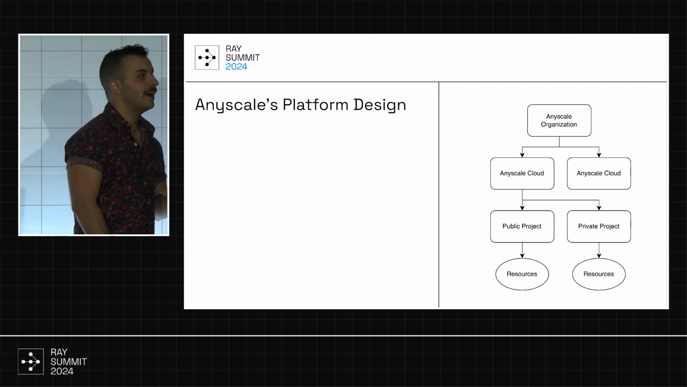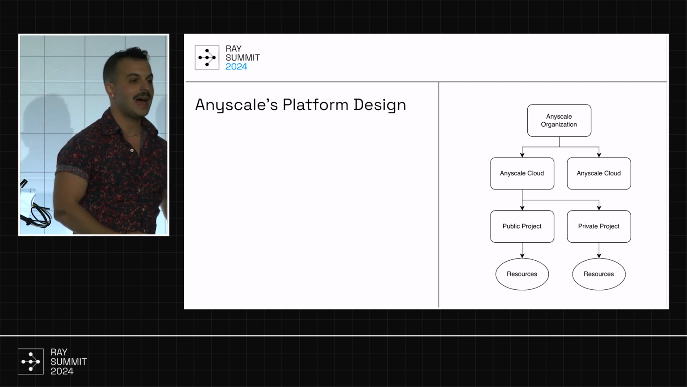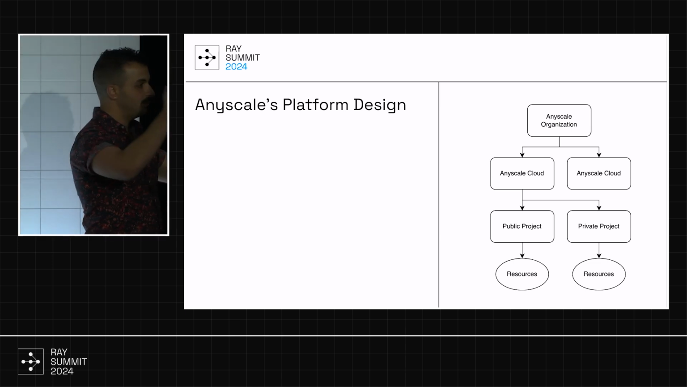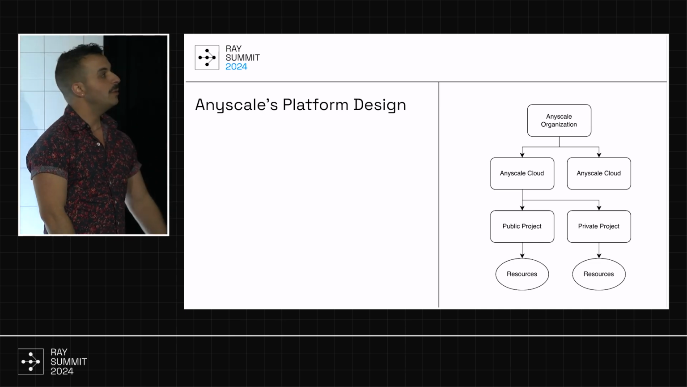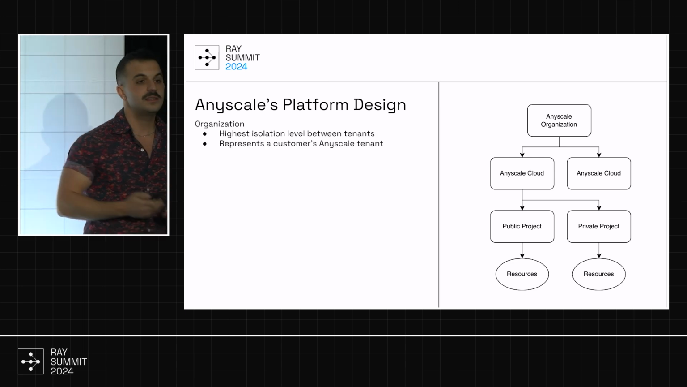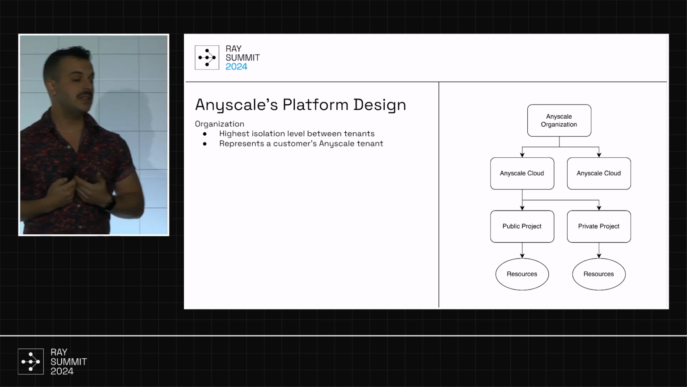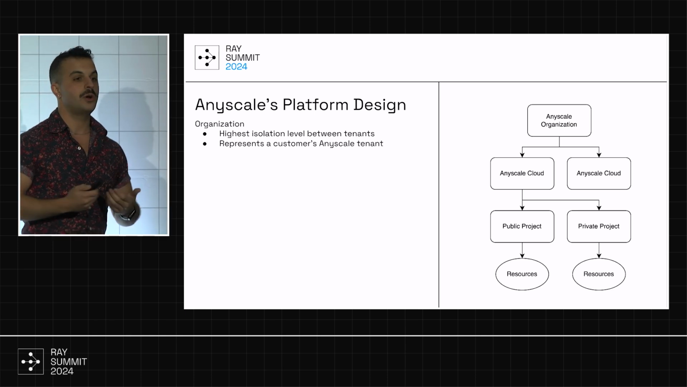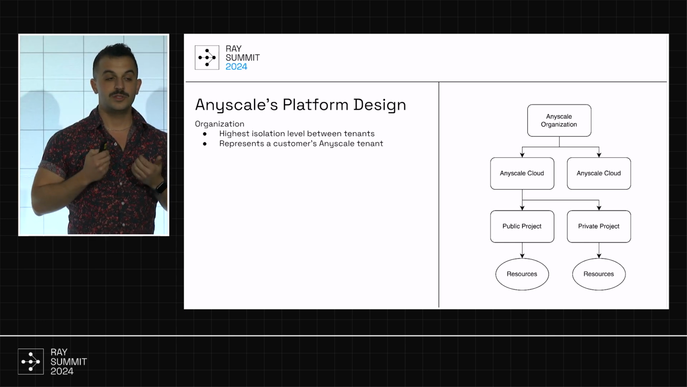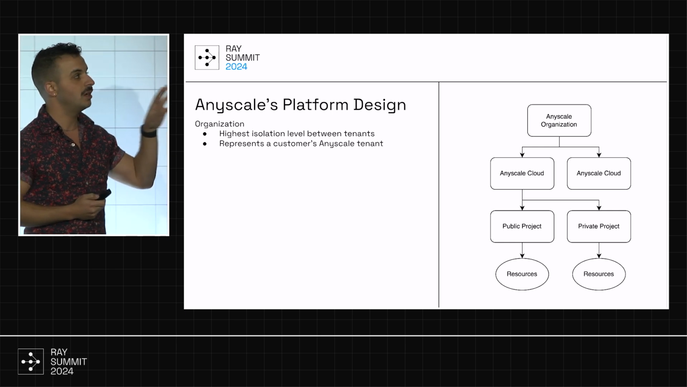So let's talk a little bit about how we think about things at Anyscale. Everything we do starts with a model of how we believe what we do fits in how other people do things. So we break it down into 4 different layers. At the top level is the organization. This is the highest level of isolation we have between our customer tenants. Anyscale manages thousands of organizations, all operating independent Ray clusters every single day. So we need to make sure that inside of our platform, things are isolated strongly at the organization level.